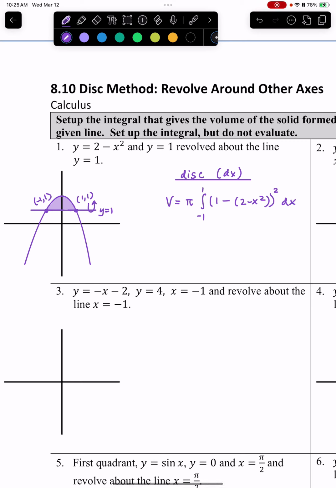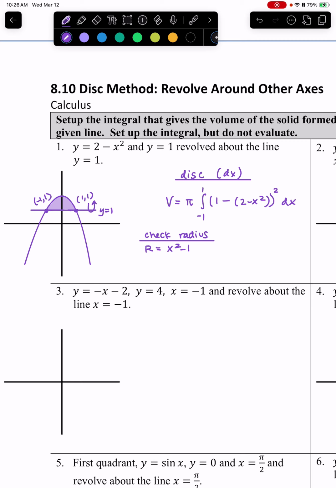If that radius thing feels a little bit uncomfortable to you, let's go ahead and check the radius function. So if we simplify this, our radius function is really 1 minus 2, which is negative 1, and then we've got negative, negative. So that's going to be positive x squared. So x squared minus 1.